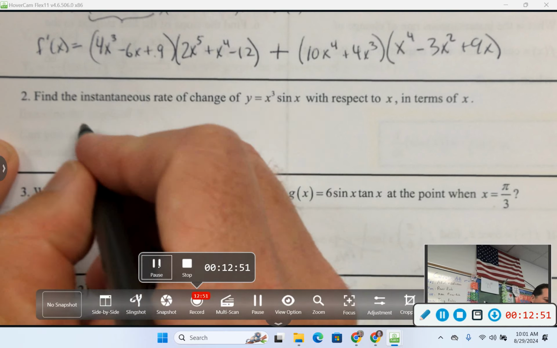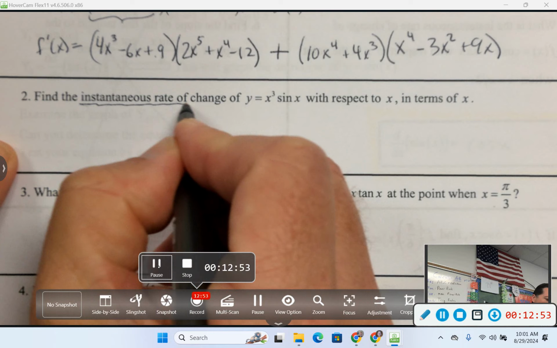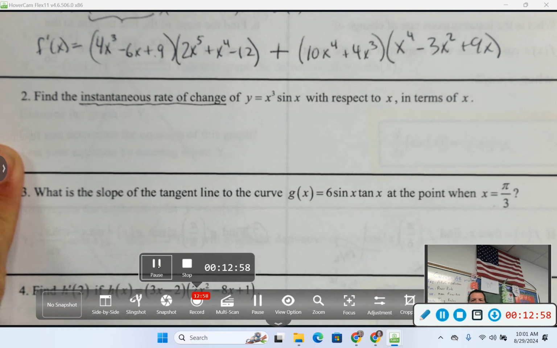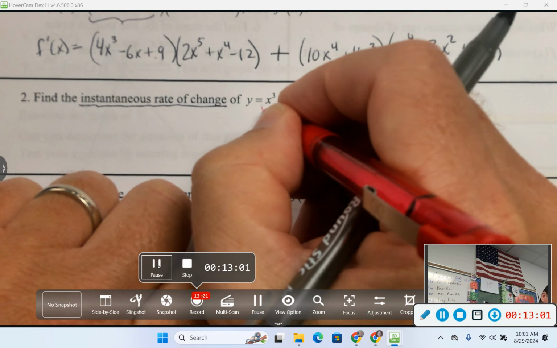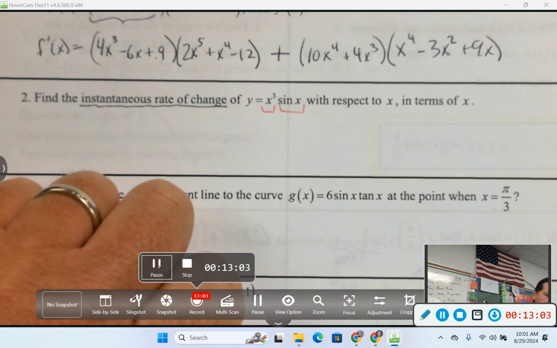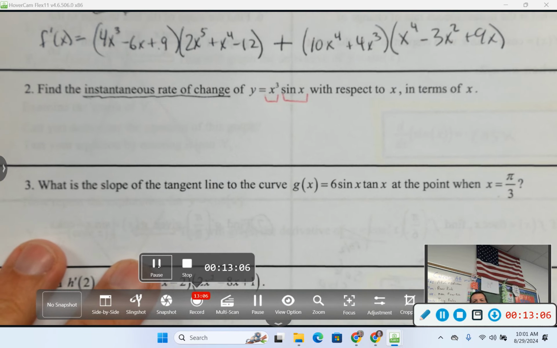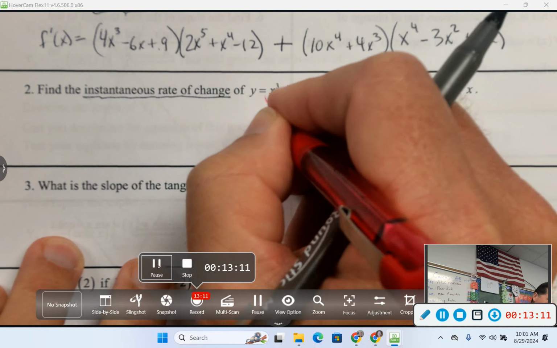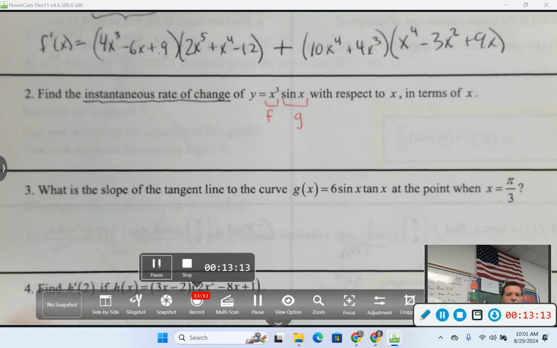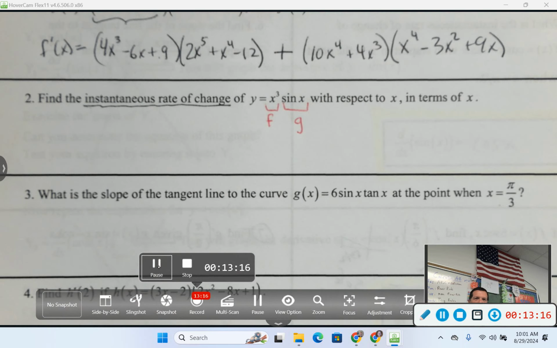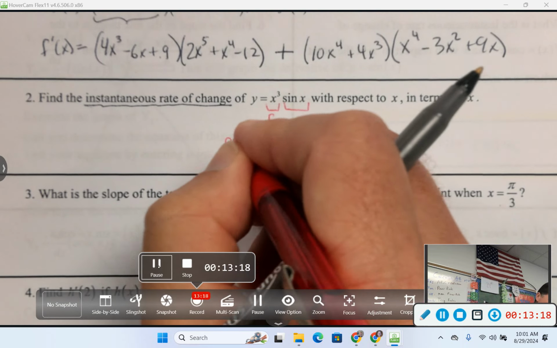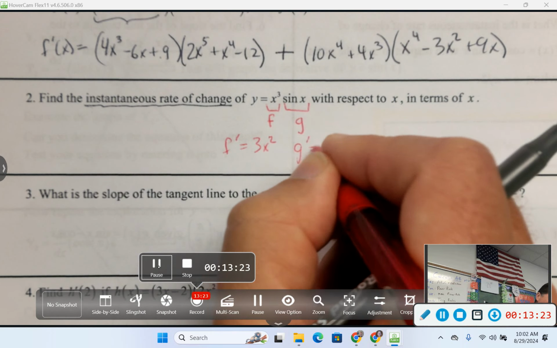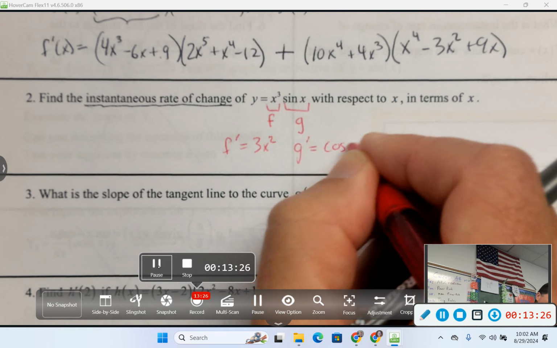All right, then we start to change things up a little bit. First with our wording, but instantaneous rate of change, we know that just means y prime, the derivative. And now I've got an x cubed and a sine of x. I'm going to slow this one way down and know that you're not going to do this very often, but sometimes it's helpful. So the first term is f. So f prime is 3x squared. Second term is g. The derivative of sine is cosine.